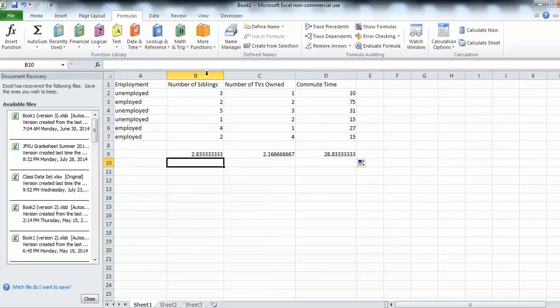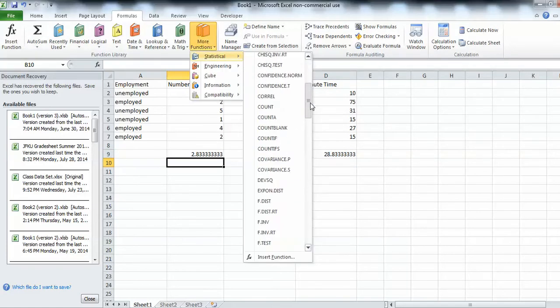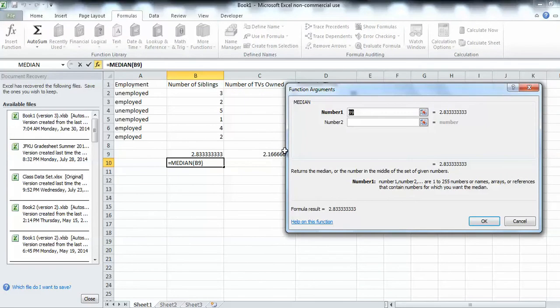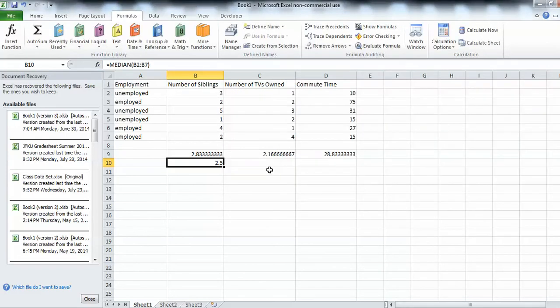Now I'll get the median. I go back to more functions, statistical, and I go down to median. These are all in alphabetical order. I do the same thing. I just highlight the numbers. I click on OK. And it gives me the median for number of siblings. Then I just drag it across. And I'll just have you do it this way in your homework. I won't make you write down or type all of these numbers over again. It's fine as long as I can see them inside your spreadsheet.